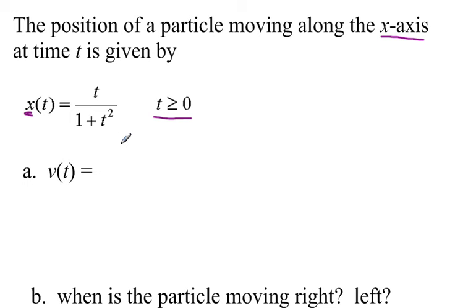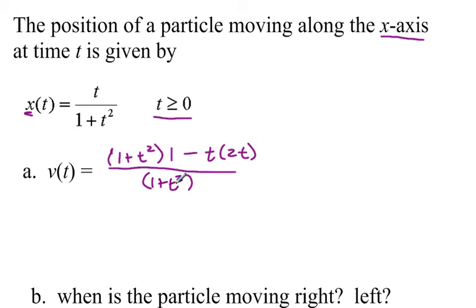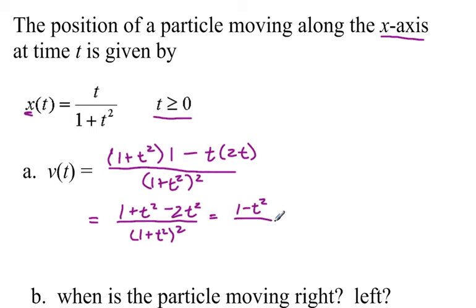All right, so when I look at this function, I'm thinking quotient rule. It looks like the way to go. So I'll take the bottom times the derivative of the top minus the top times the derivative of the bottom all over the bottom squared. Now I'm guessing that I'm going to want this cleaned up so it's useful, so I'm going to go ahead and do that. 1 plus t squared minus 2t squared all over 1 plus t squared. Oops, I forgot my squared up here. There we go. And then we end up with 1 minus t squared all over 1 plus t squared squared.